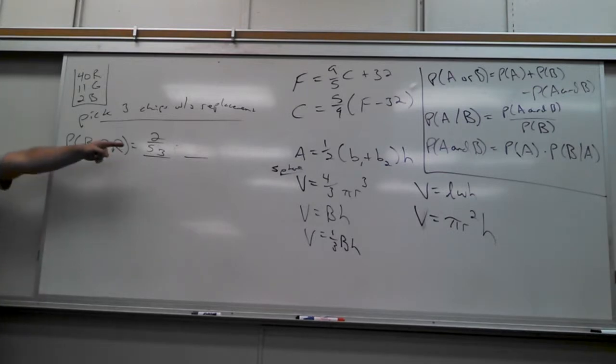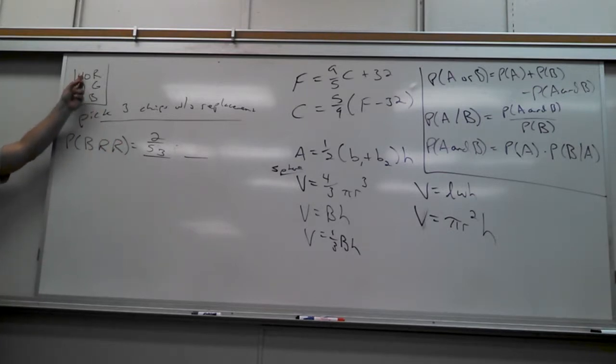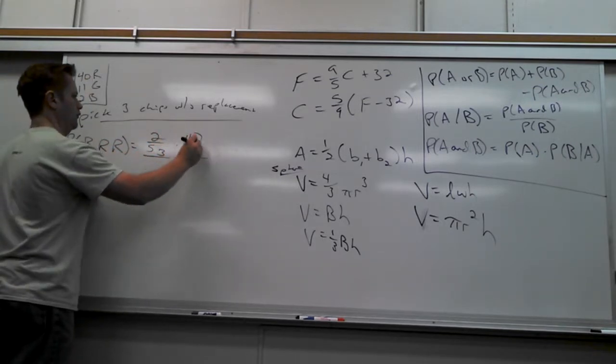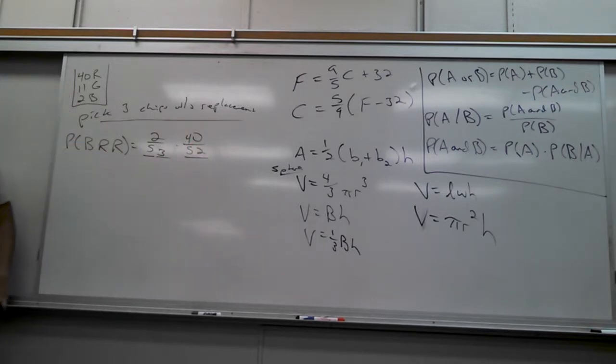So what's the probability that the next one's red then? How many red are in there? There's still 40. But how many chips are there? There's now 52. Because what'd you do? You just picked one and threw it away.